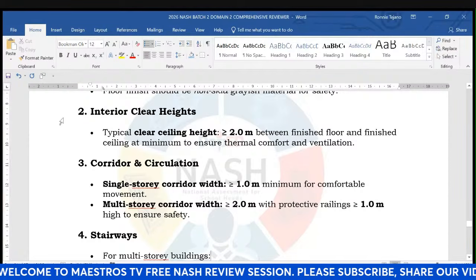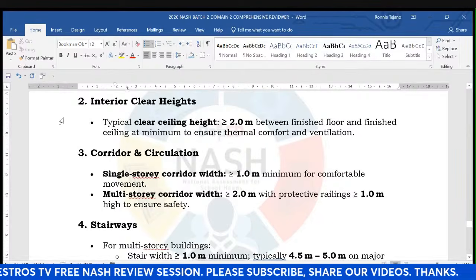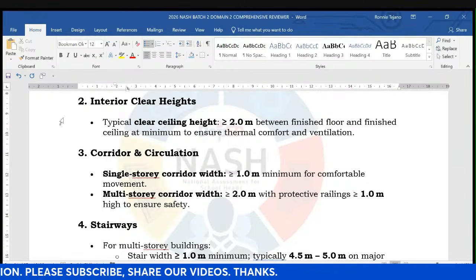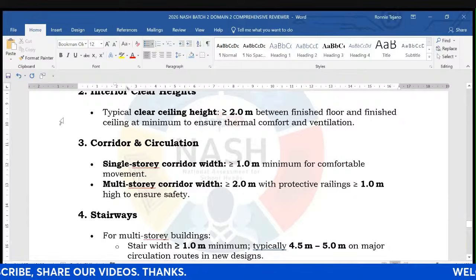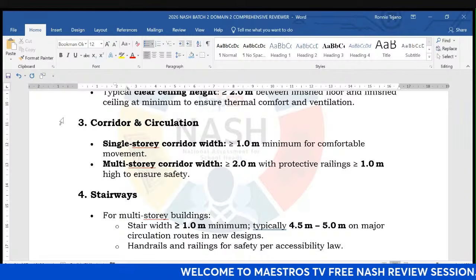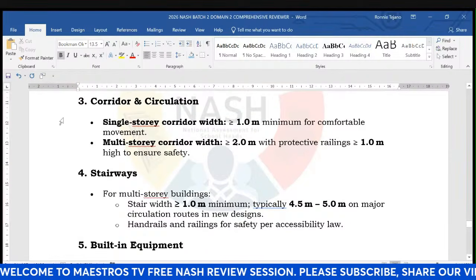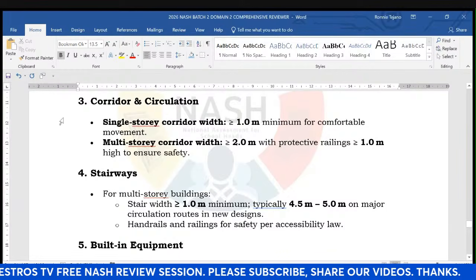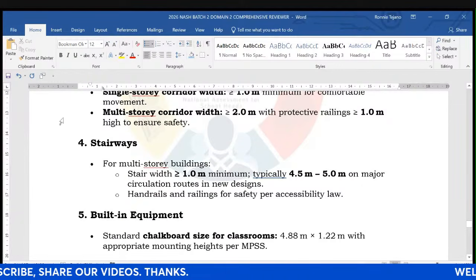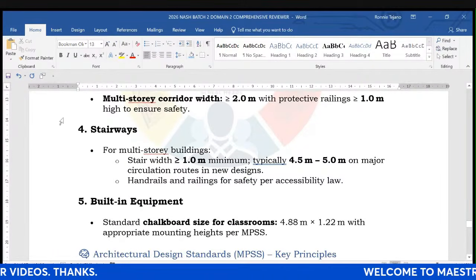Interior clear height must not be, or not more than 2 meters, no? Greater than ba yan? Less than. Less than, no? Corridor and circulation is not less than or equal to 1.0. Multi-story corridor is not less than or equal to 2 with protective railings of 1.0 high to ensure the safety in a multi-story. Huwag kayong maglagay ng railings na below 1, no? Tatalon ang mga bata.